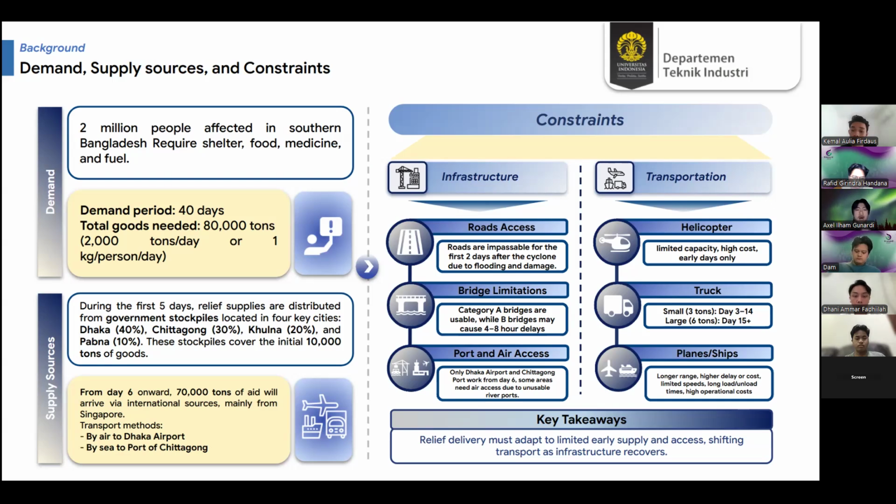There are major infrastructure and transport constraints. Roads are impassable for the first 2 days. Some bridges cause delays, and port access is limited to Dhaka and Chittagong. Early transport relies on helicopters, which are costly and limited in capacity. Small trucks can operate from day 3 and larger ones from day 15. Planes and ships offer longer range but with high cost and delay. The key point is that relief efforts must adapt to shifting access and transport options as infrastructure gradually recovers. Next.